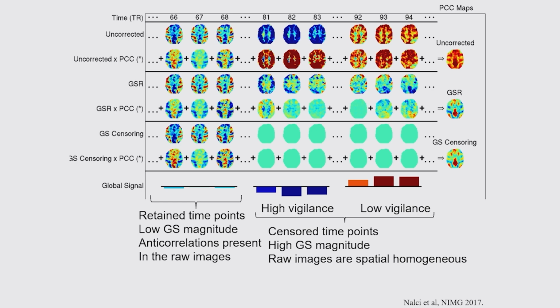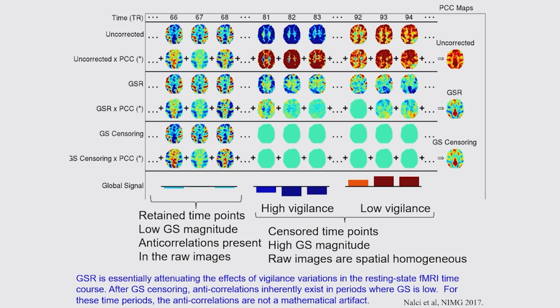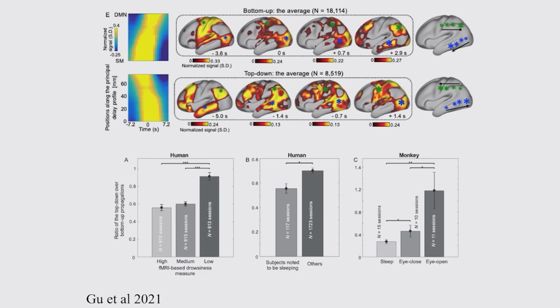And so that might be okay, because you're attenuating the effects of vigilance in your resting state fMRI data, and maybe that's what you want. But the point is you should be aware that that's what you're doing. Okay. This is just showing that these top-down and bottom-up patterns do seem to be related to arousal.